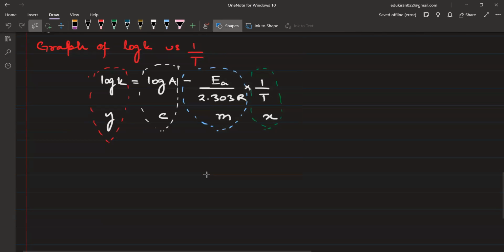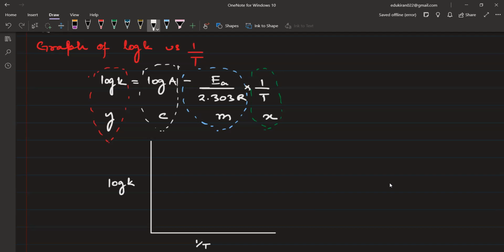So now let us draw a graph. Here we have 1 by T, and here we have log K. Now, as you can see, we will have an intercept and the slope is negative, so we'll have a straight line graph going like this. This point here is the log A intercept, and the slope is minus Ea upon 2.303 R. Please write this down. Let me know when you're done.